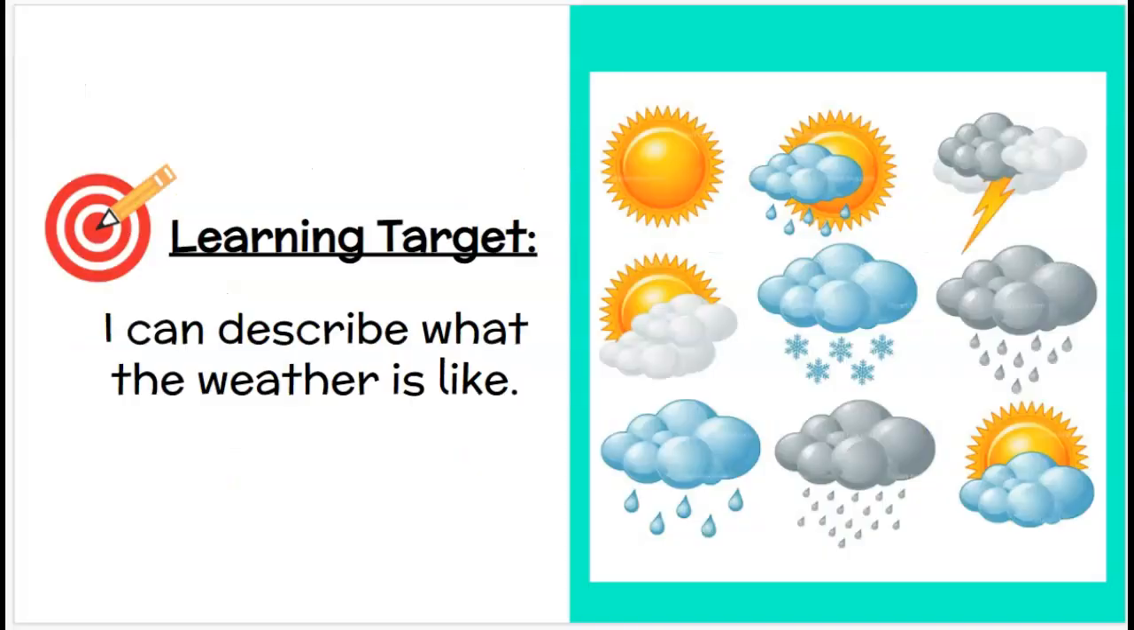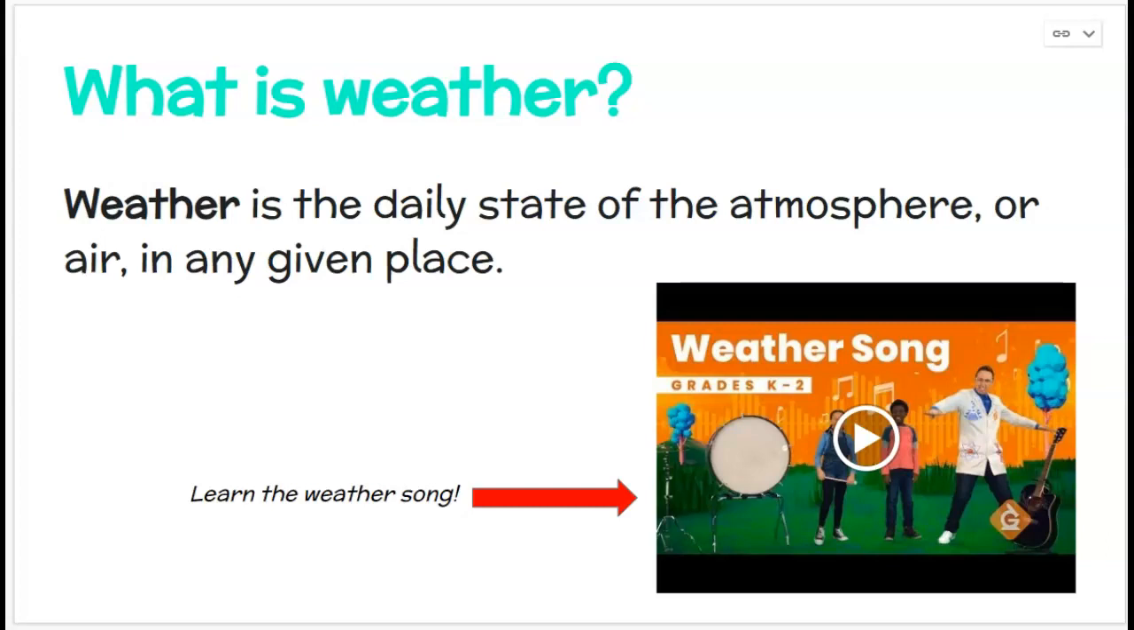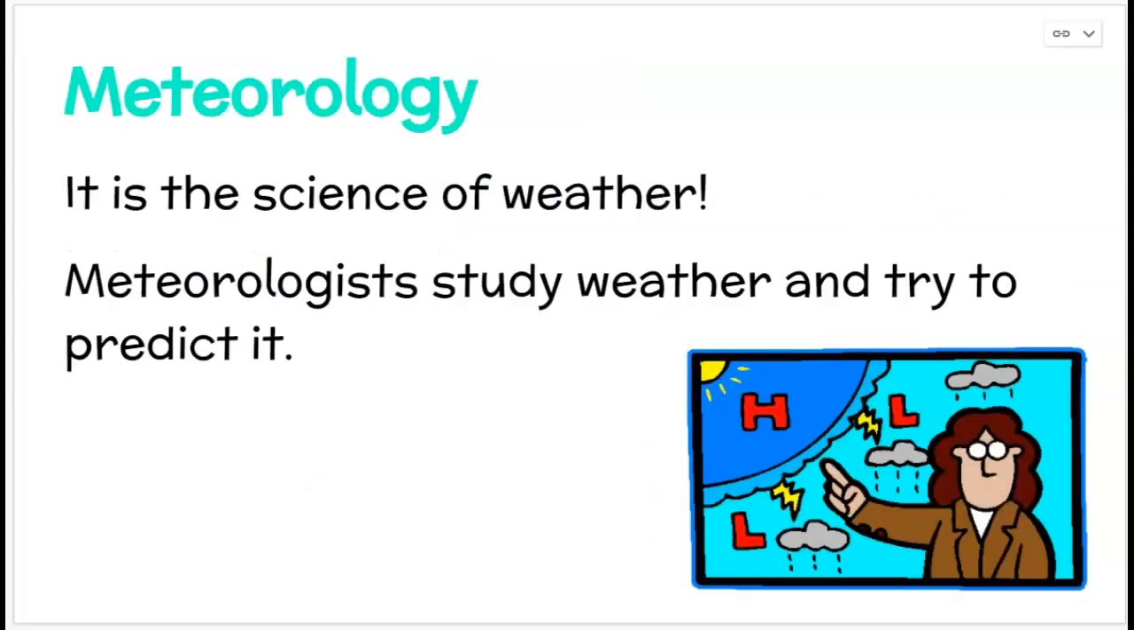We also learned about weather. We learned to describe what the weather is like. What is weather? Weather is the daily state of the atmosphere or air in any given place. We also learned about meteorology. It is the science of weather. Meteorologists study weather and try to predict it.